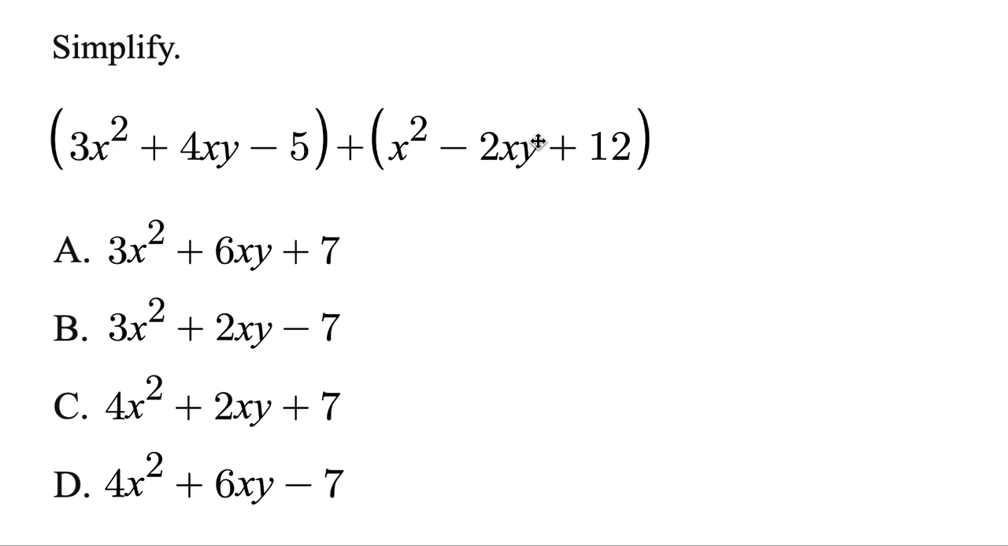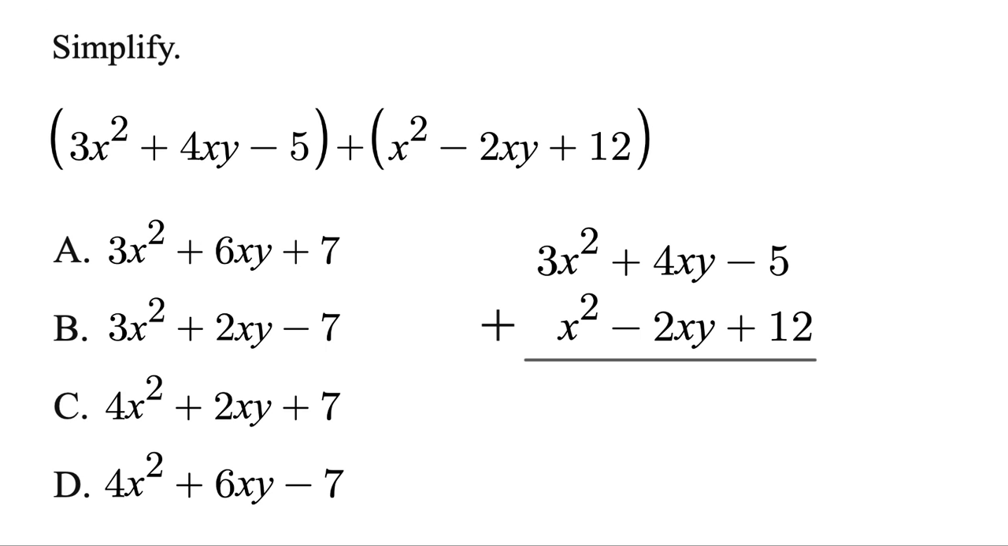In order to add polynomials like this, you could always stack them. And we'll just put the first thing up top, second thing in the bottom. And then you're just going to combine like terms. Now 3x squared plus, if there's nothing in front, it's just a 1. So just adding 3 plus 1, 4x squared there.